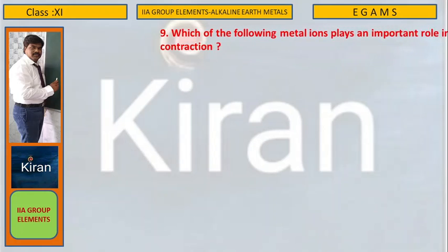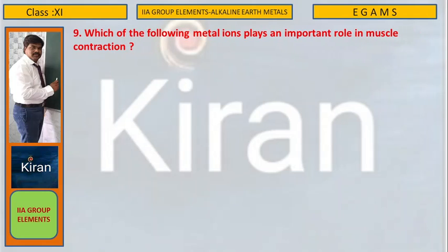Which of the following metal ions plays an important role in muscular construction? Options: potassium, sodium, magnesium and calcium. The right option is calcium.